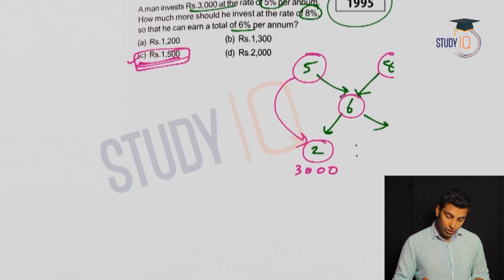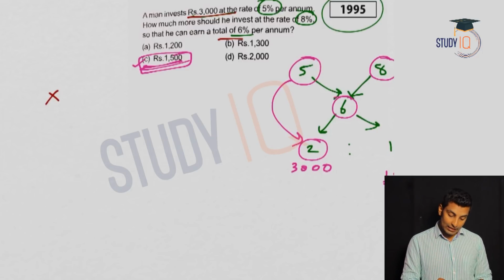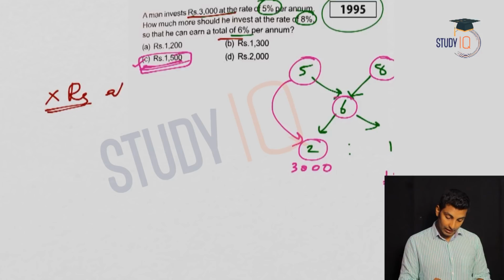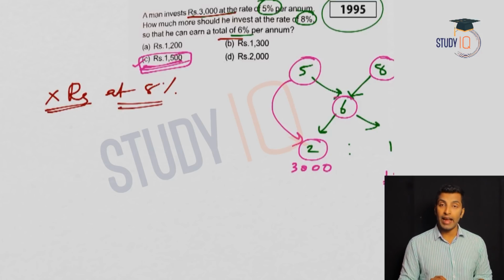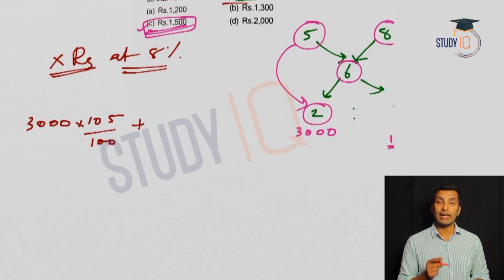This is the best approach, or the alternative method is to apply directly the concept that we have learned. You need to see how much he is getting here and how much he is getting here, and equate it with the net, that is 6%. Let's suppose he is investing X rupees at 8%. Then in the first case, how much is he getting? 3,000 into 105 by 100, right? Because he is getting 5%.